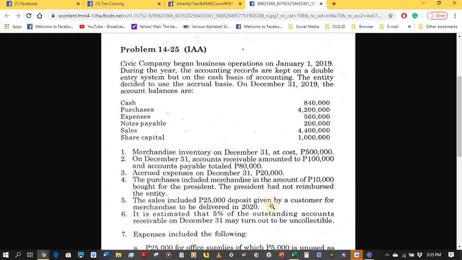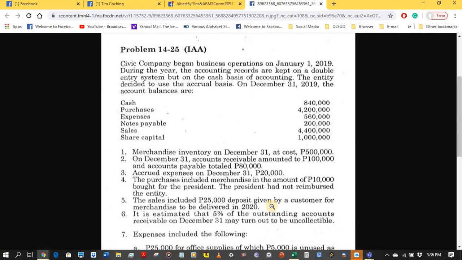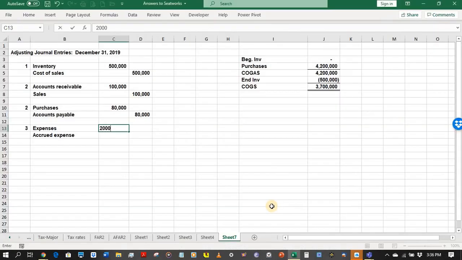So, ibig sabihin ng accrued expenses, meron tayong expense na na-incur, but not yet paid. So dahil hindi pa bayad, hindi pa siya na-record under cash basis. So i-record natin siya para ma-convert siya to accrual. So paano i-adjust, paano mag-record ng expense incurred but not yet paid? So syempre, debit expenses, then credit accrued expense. How much? 20,000 pesos.